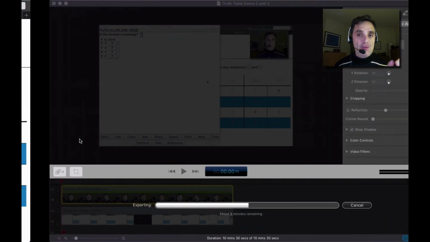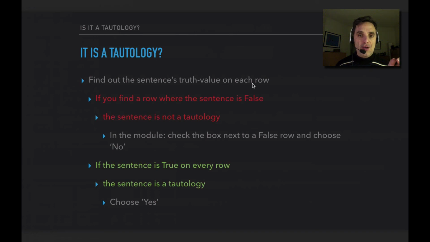So we've had examples now of doing this strategy a couple times. We go through and we find out the sentence's truth value in each row. And when one of two things happens, either the sentence is true in every row, like it just was, and that means the sentence is a tautology, and we choose yes. Or we have found a row where the sentence is false, and that means the sentence is not a tautology. We saw that in the previous video. In that case, in the module, we check the box next to a false row, and we choose no. So that's what you need to do.